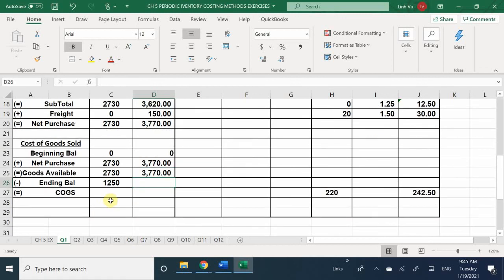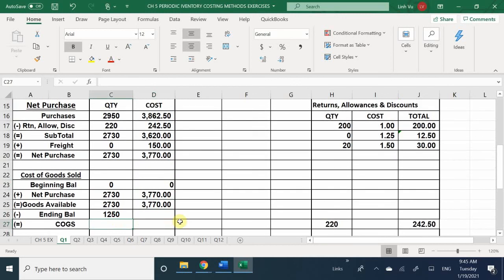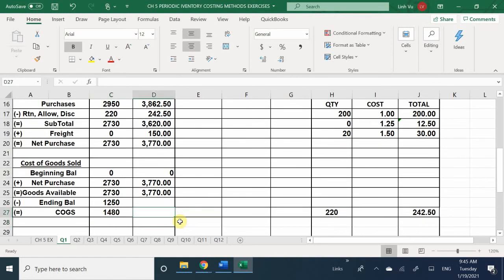Now, let's calculate what our total quantity of cost of goods sold is. If we started off with 2730, including all returns, this is how much we have available. And we know that we counted a total of 1250 in our inventory. How many items did we sell? 1480. Okay, now we're going to calculate our cost of goods sold.